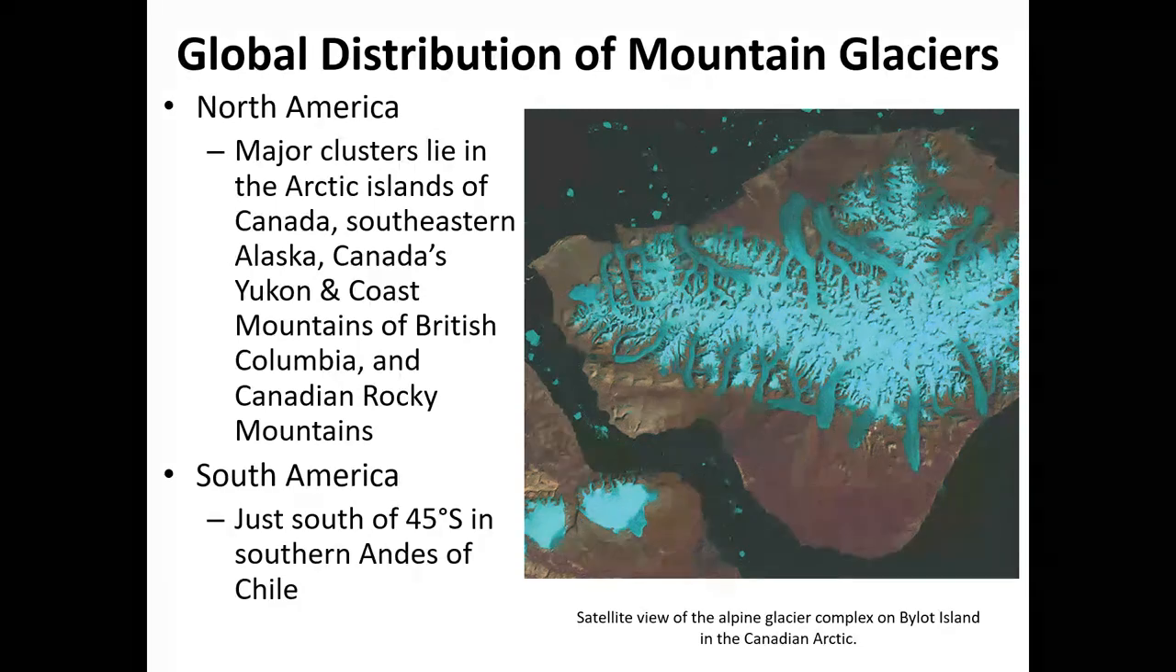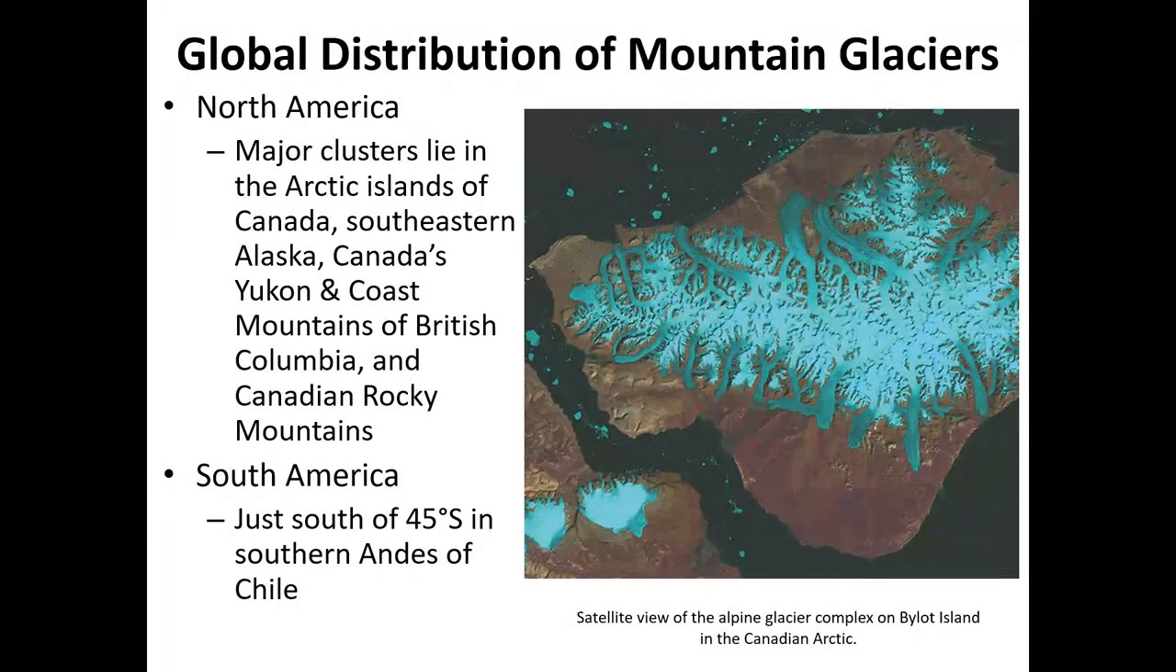So North America has numerous large mountain glaciers. South America has some, but not nearly as many. The Southern Hemisphere doesn't have nearly as many glaciers as the Northern Hemisphere, except for Antarctica. But there are a few in the Andes Mountains and a few in some other parts of the Southern Hemisphere. But most of the glaciers, especially mountain glaciers, are in the Northern Hemisphere.